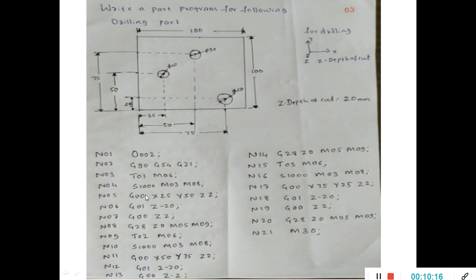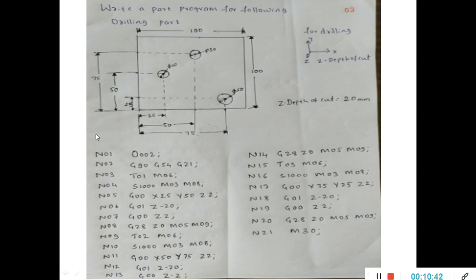For this second hole, again here T02, M06. The tool number 2 is taken and the tool has been changed. Again in the next block, you have to mention the speed as 1000 rpm. M03, your spindle is rotating in clockwise direction, and M08, your coolant is on now. Again G00, X50, Y75, Z2.